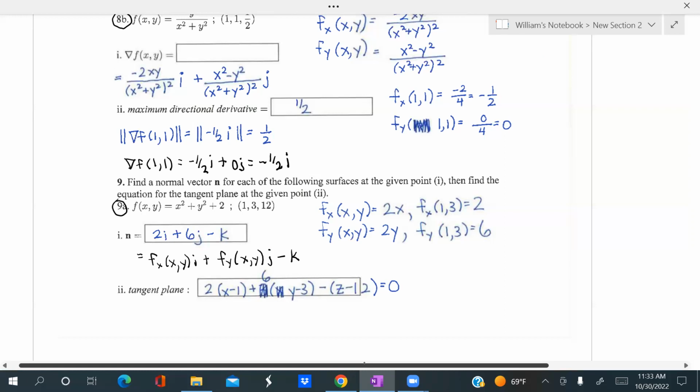Minus 1, that's the coefficient of the k component of our normal vector. So minus 1 times z minus the z coordinate of the point on the plane, which of course is going to be 12. All of that is just equal to 0. So it's easy to write down the formula for our tangent plane.